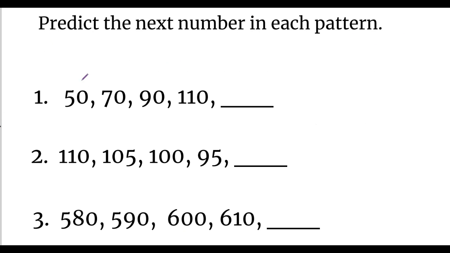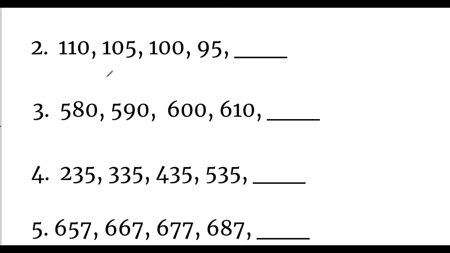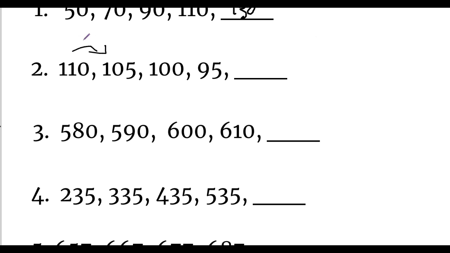Predict the next number in each pattern. So from 50 to 70, it's a skip of 20. And then from 70 to 90, it's 20 again. And 90 to 110, it's 20. So that means the next number would also be plus 20, which is 130. For the next one, you subtract 5. You subtract 5 again. And then you subtract 5 again, which gets you 95 minus 5, which is 90.